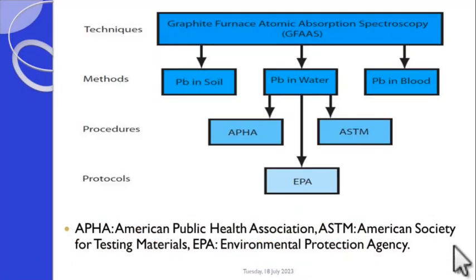Study this flowchart in order to differentiate among the various terms we have done in the second section. In the next section, we'll be looking at classification of analytical techniques.